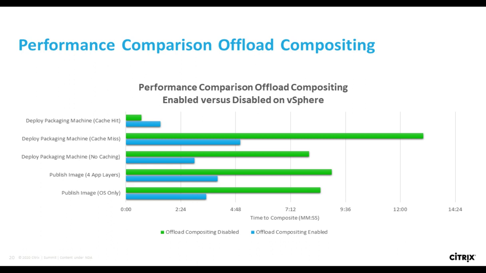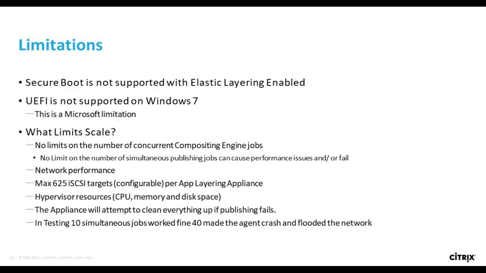What you'll see here, if you look at the blue lines, is the offload compositing times, and for the most part, they're better than double the performance of what you had before. On the vSphere side, a lot of that is due to the direct writing to the VMDK and being able to use thin provisioning and not having to wait. Hyper-V also has similar numbers, maybe not quite as good as vSphere because the change is not as drastic, but you will see much better packaging and publishing times with the offload compositing.